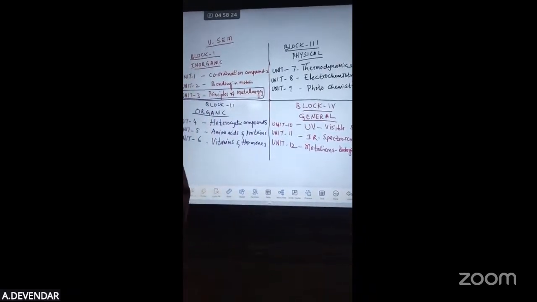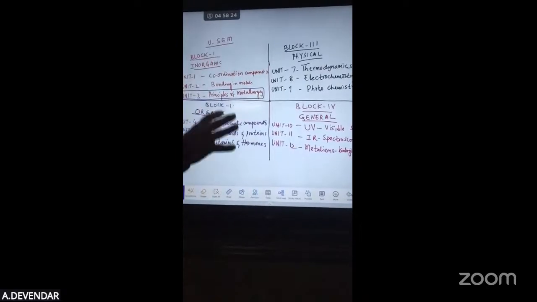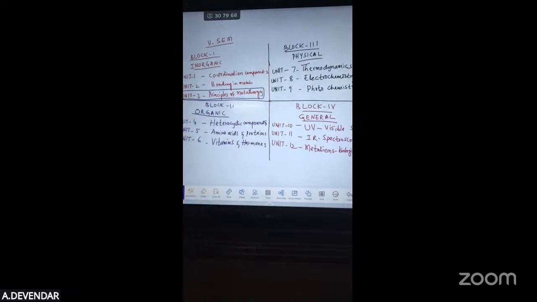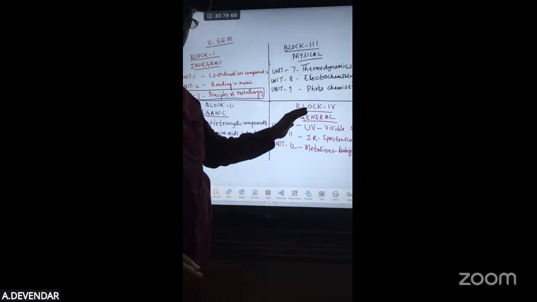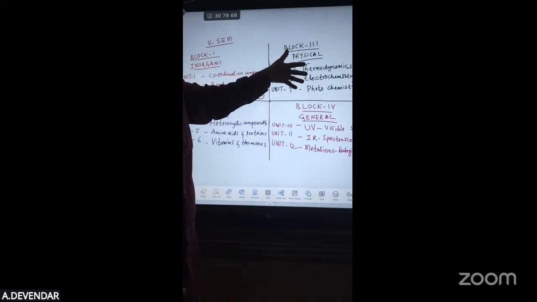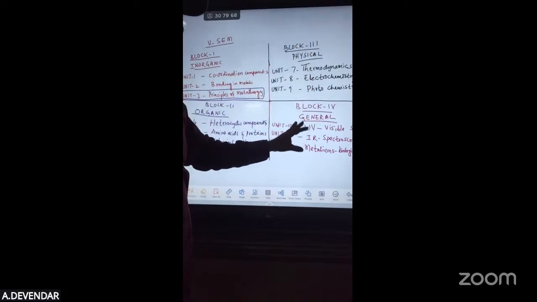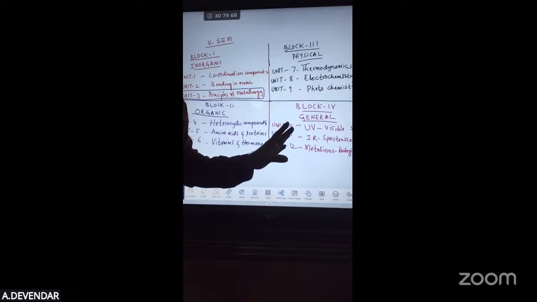So my point is, out of the four blocks, you can easily go through block 1 and block 2. It is very easy to get good marks compared to block 3 and block 4. Block 3 and block 4 are somewhat new topics. In block 3 it is completely theory, and block 4 also has critical instrumental factors.